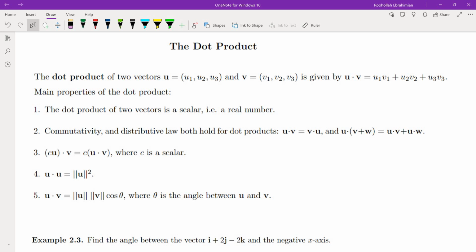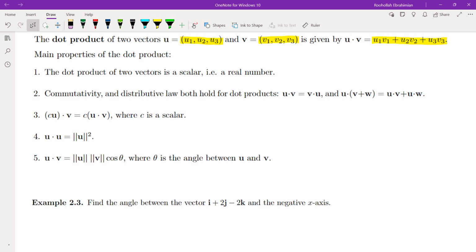The dot product of two vectors u = (u1, u2, u3) and v = (v1, v2, v3) is simply evaluated by multiplying the corresponding components and adding them. So u1 v1 plus u2 v2 plus u3 v3. Now there are some properties of this dot product which are useful to know, and I'm going to go over these 5 properties. There are more properties, but these are really the main ones that we will be using.